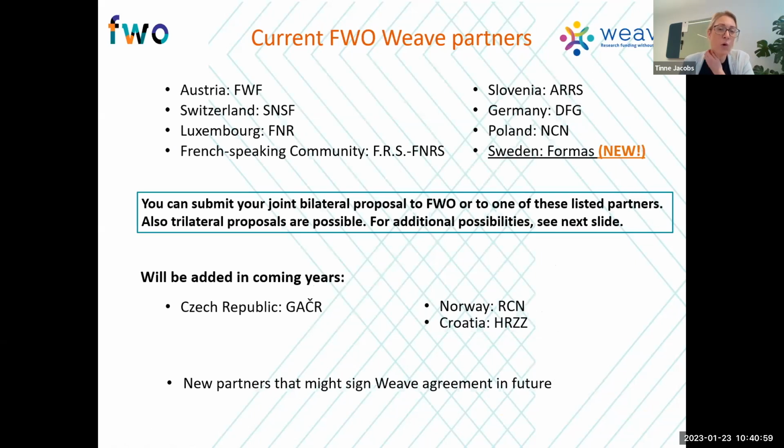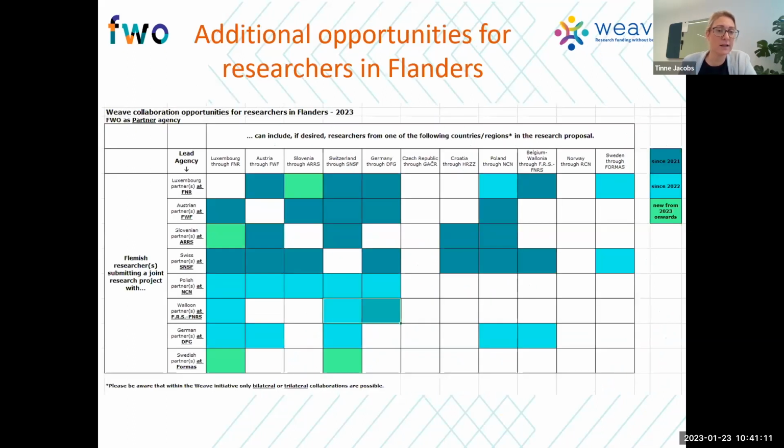Here's the same overview, actually. So you can submit a bilateral proposal to FWO with one of these partners, but there are also trilateral proposals possible. And on the next slide, I will go into detail, and we will add in the coming years Czech Republic, Norway, and Croatia. And of course, if new partners join the WEAV initiative, we will add them as well in the future.